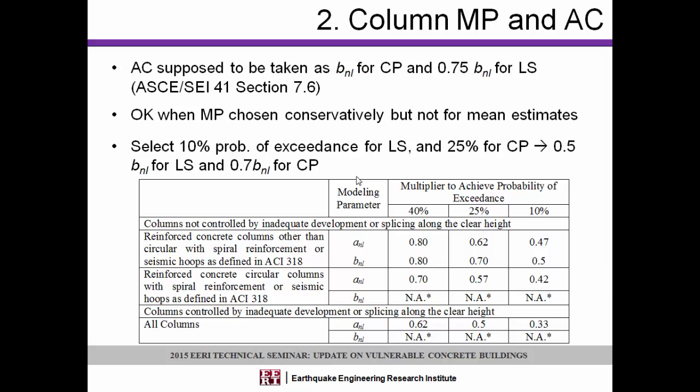And so if we consider that we can take a 10% probability of exceedance for life safety on the B term and 25% for collapse prevention, this is looking at the multiplier to achieve these probabilities of exceedance for that B term. Since we aimed for 50 percentile, 50% probability of exceedance is 1. This is the current B. This is the mean value.